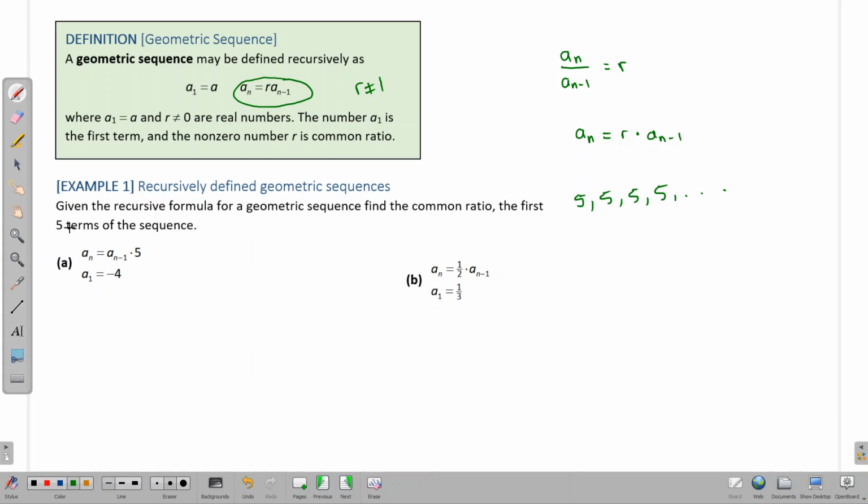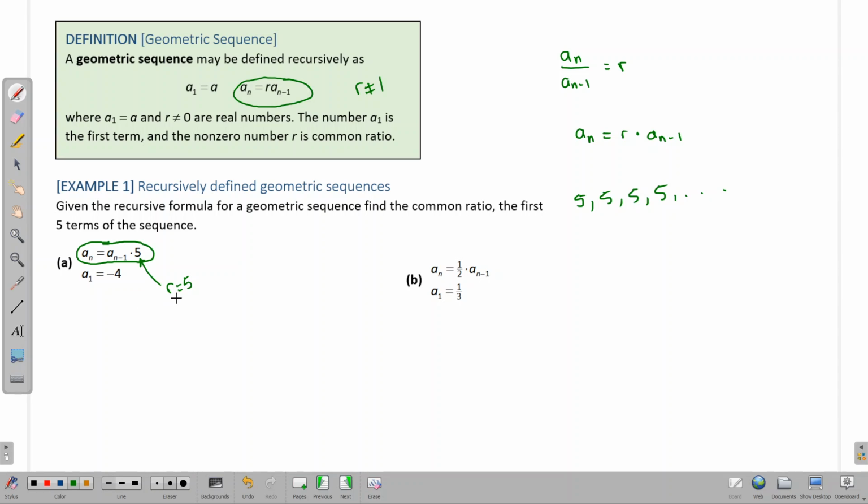Okay, so in this example here, we're given a recursive formula, and we're supposed to start by finding the common ratio and then the first 5 terms of the sequence. Now, you can get the common ratio just by looking at this expression here. You can see that it matches this, except the a sub n minus 1 is in front, but it doesn't matter. The number that's being multiplied is still your r. r comes out to 5.